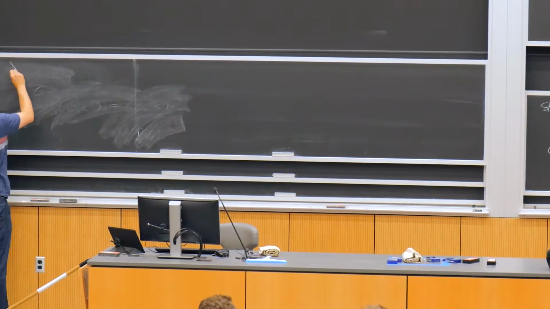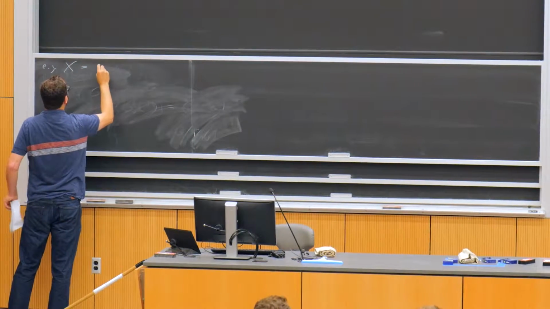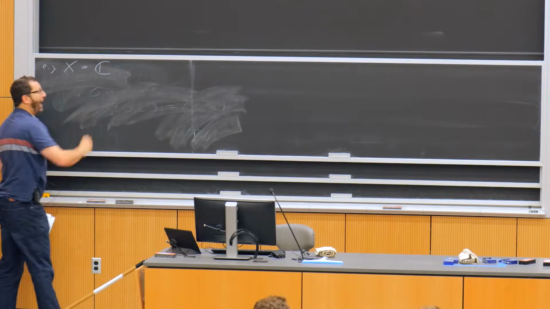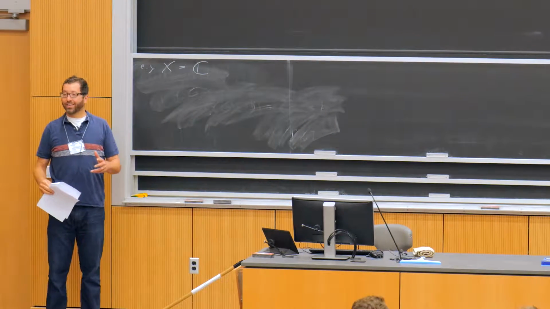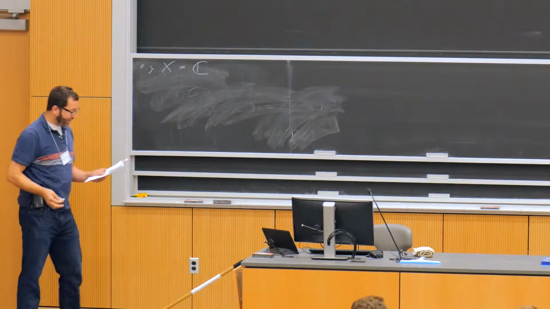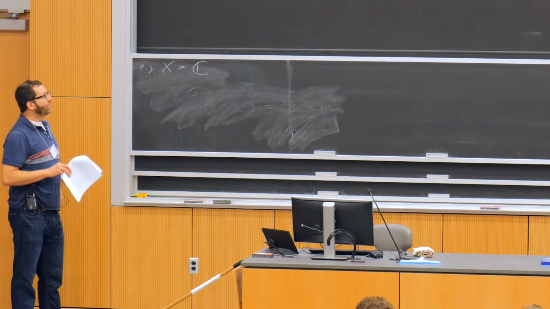So, for example, my favorite example: I'm going to take X to be, well, because I'm an algebraist, I'm going to call it the complex plane, but you could also call it the disk. So what is this space?